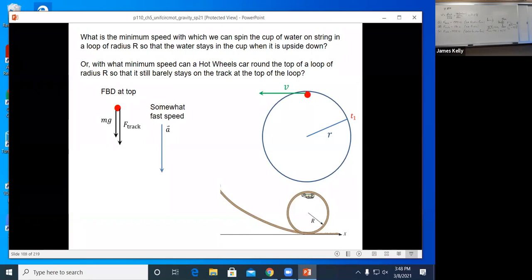As you slow down, mg stays the same and F track gets smaller. And when you're at that critical minimum speed, where I'm going as slow as I can up here, and that's the case I want to draw the free body diagram for, that downward track force goes to 0.